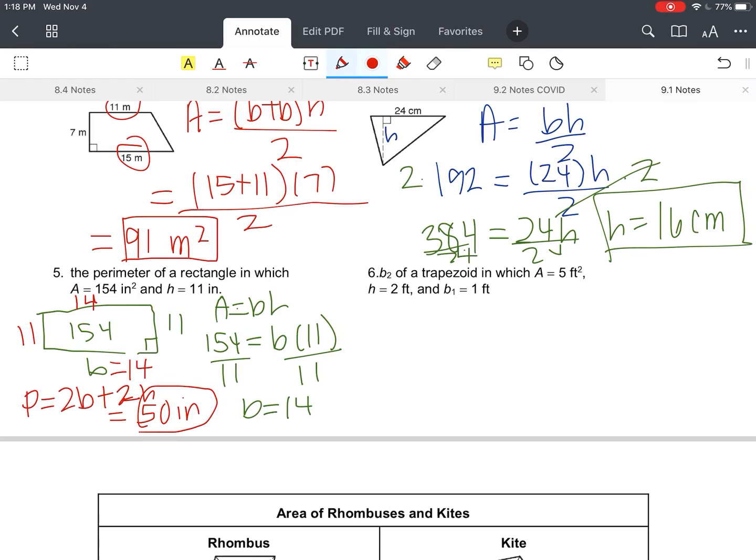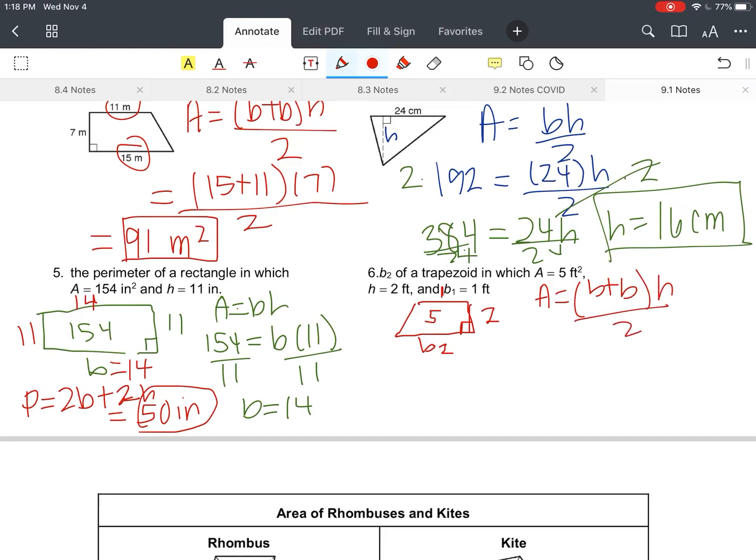Number 6, the base 2 of a trapezoid in which the area is 5, the height is 2, and the base 1 is 1. So if you want to draw a picture to help you visualize, you're more than welcome. This is my height. It's going to be perpendicular to the bases, and it's 2. The whole area is 5, and my base 1 is 1. And I need to find base 2.